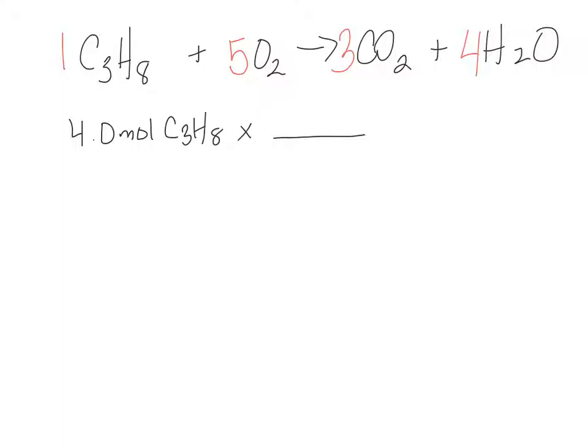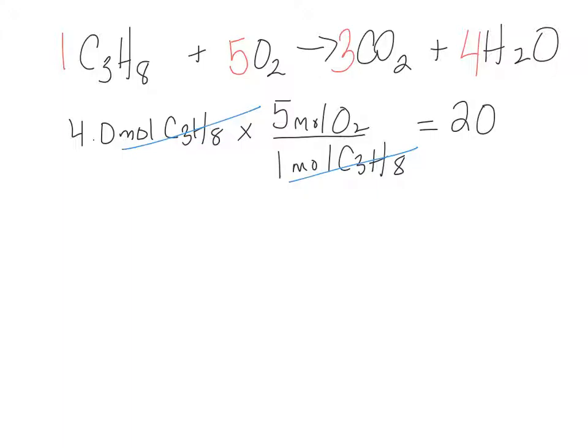So 4 moles of propane, and we want oxygen. So oxygen's going to go on top. Propane goes on the bottom. So moles of propane cancel. So minimum, we need 20 moles of oxygen. That's minimum.